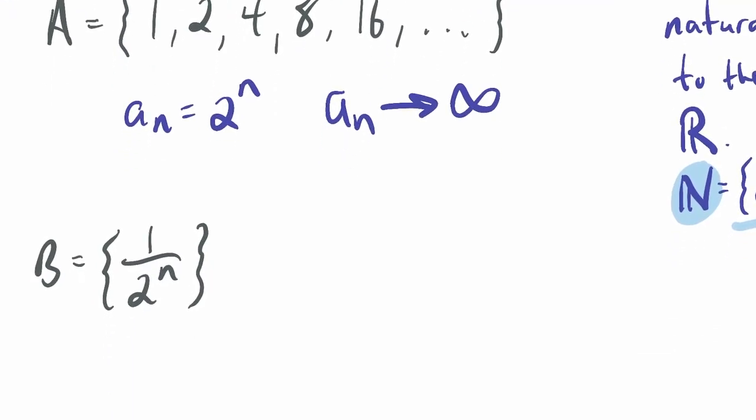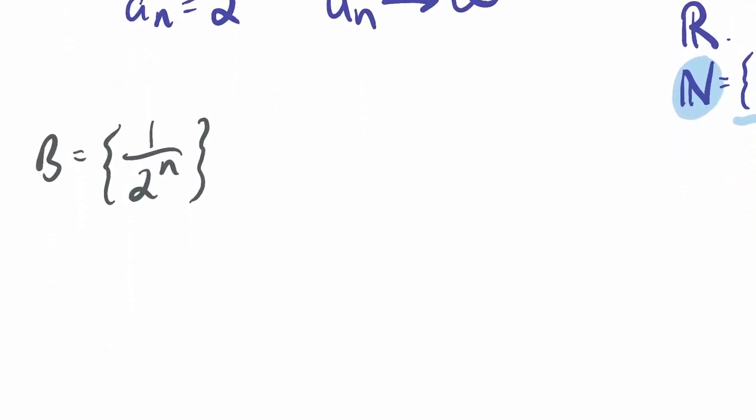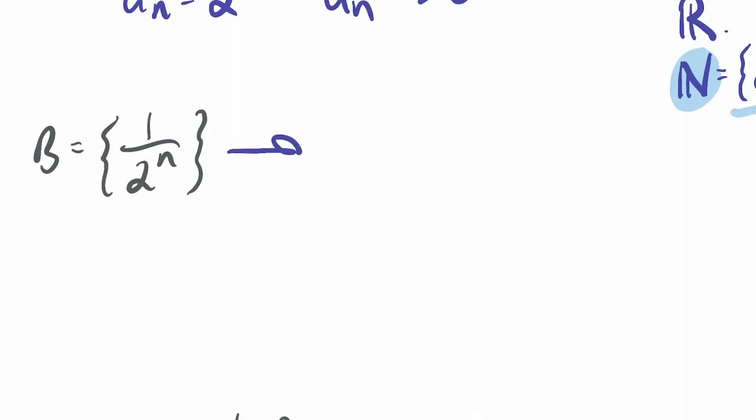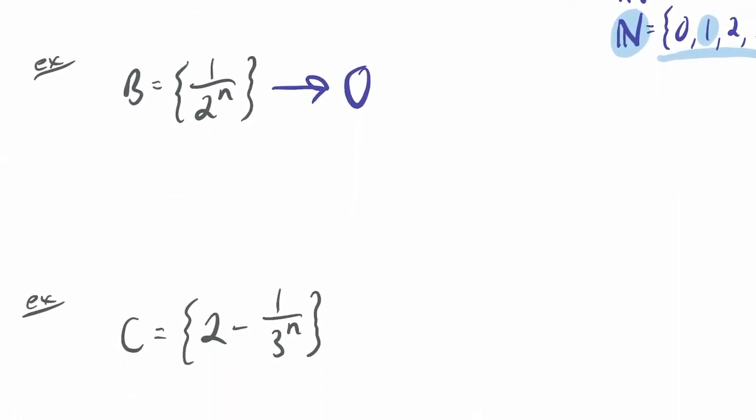How about this one? 1 over 2 to the n power, as n goes to infinity, where do these numbers go? If you think about it, you'll have 1 over 1, 1 over 2, 1 over 4, 1 over 8, 1 over 16, and so forth. So it might be obvious that this goes to zero. Just think about what the numbers are doing when n gets really, really large. Okay, how about this one?